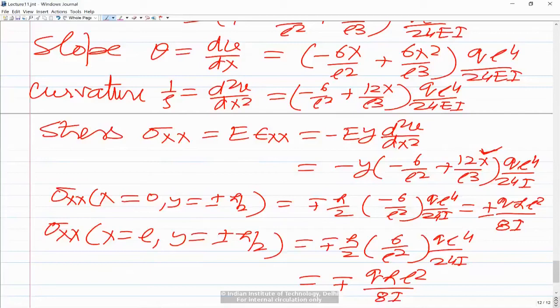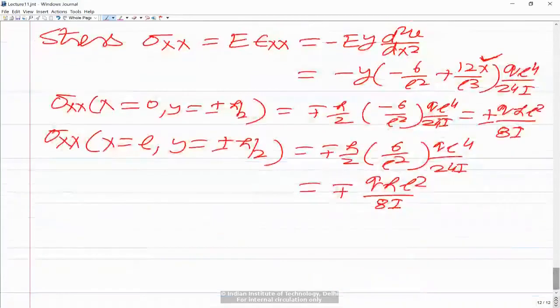It is actually identical to what we got on the left hand side of the beam. So this stress is exactly the same, because at that point the bending moment is going to be the same, therefore the same stress, that is what you are getting over there. So this is how the total calculations you will do.